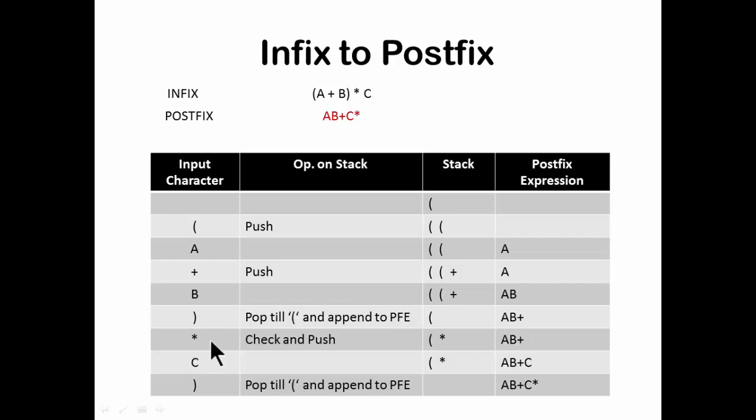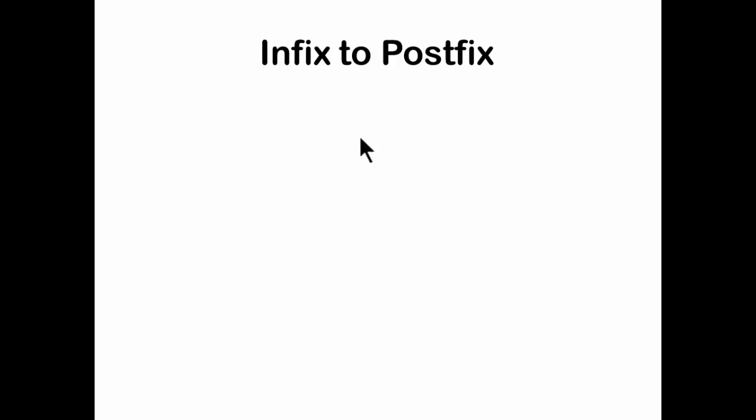Then you get the star. A star will check if there is any other operator. If there is an operator, you have to take a decision. There is no operator, so you simply push it and it will take a space in the stack. C is an operand, directly mapped to PFE. So PFE becomes AB plus C. Then you got the right parenthesis. Everything from the right parenthesis towards the left parenthesis will be popped and appended to the PFE. So it has this one operator, which will be appended to the PFE, and hence this is the expression. Let's take the third example.